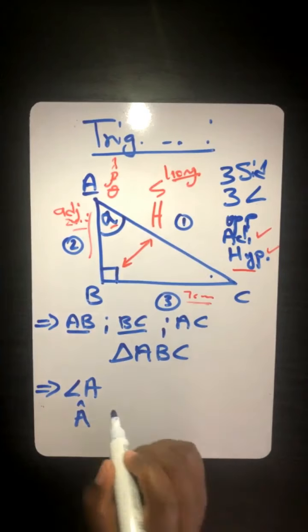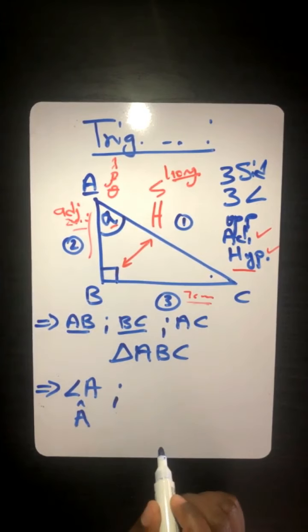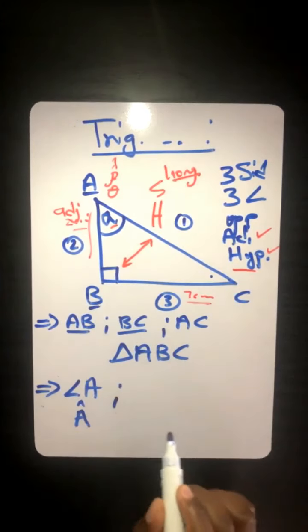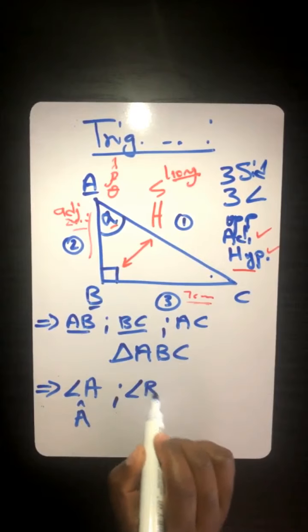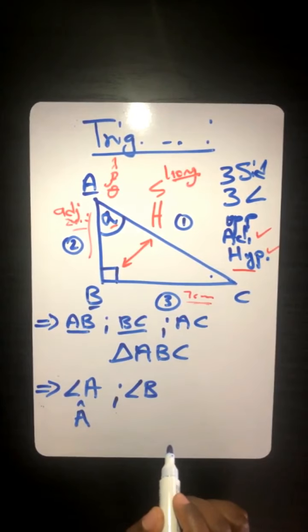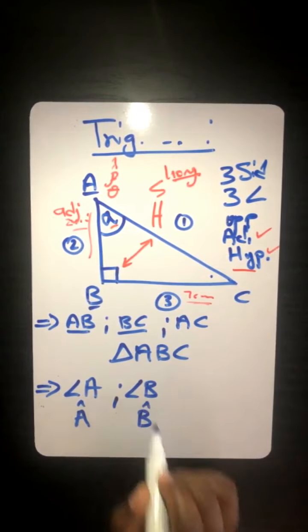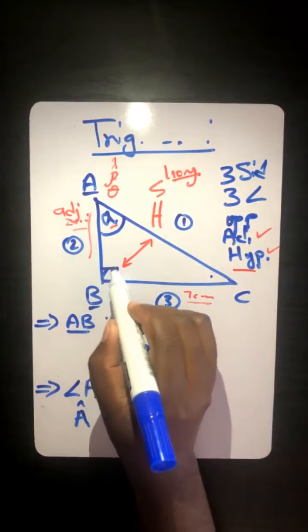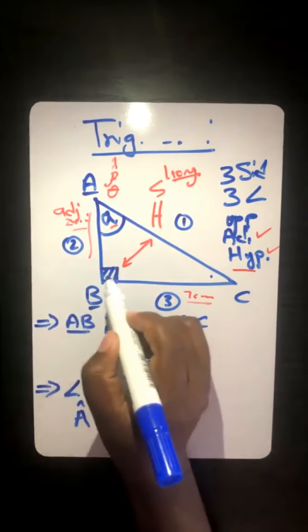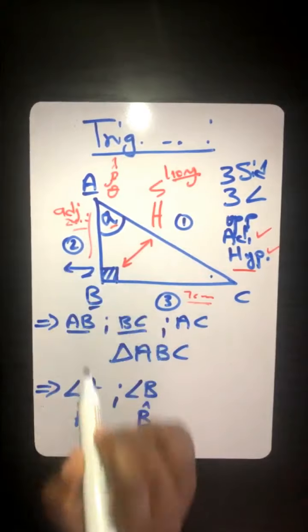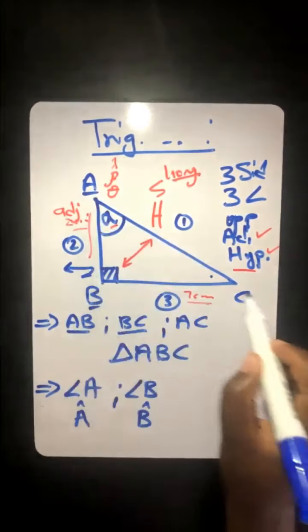Ladies and gentlemen, let me now continue. So, in terms of angle B, we know it's going to be represented as angle B, then you know it's angle B. Otherwise, they can just say B with the cap. And we know B is our 90-degree angle. What does that 90-degree angle tell us? It tells us that this is a right-angled triangle.